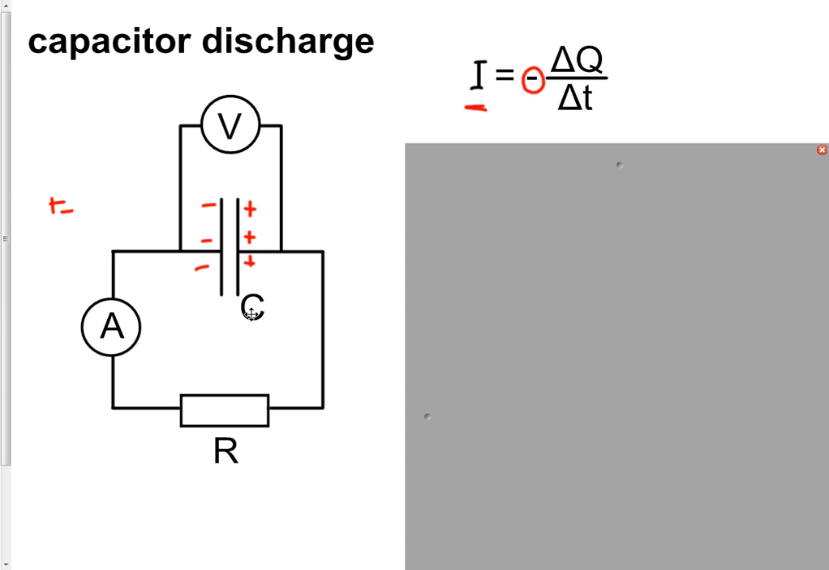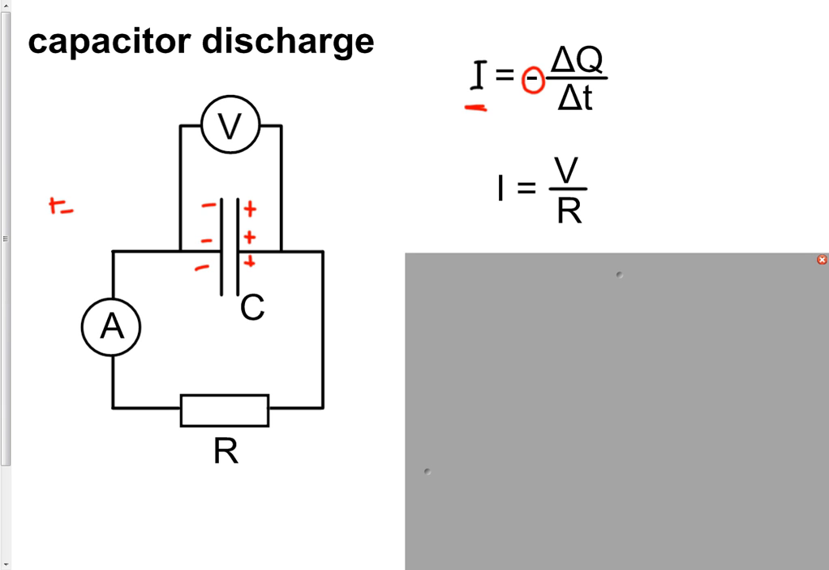We can also come up with another equation for current for this circuit, just using Ohm's law, V equals IR. We can just rearrange that to I equals V over R, where V is the voltage driving the current. In that case it's going to be the voltage across the capacitor, and R is the resistance in the circuit, and that's basically provided by the resistor here. The resistance of everything else in this circuit is really small. So we've got two expressions for current, which in a minute we can join together.